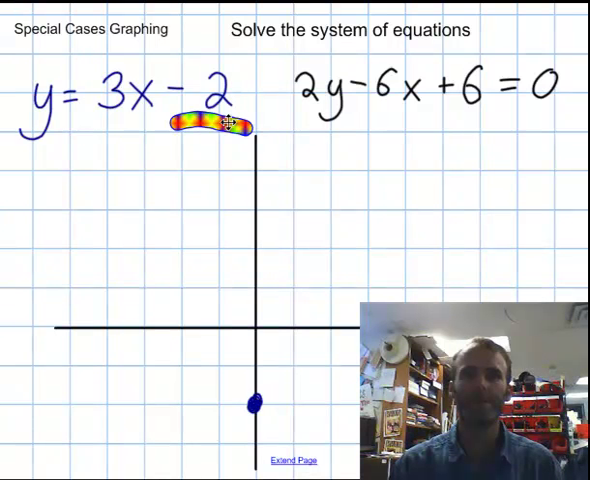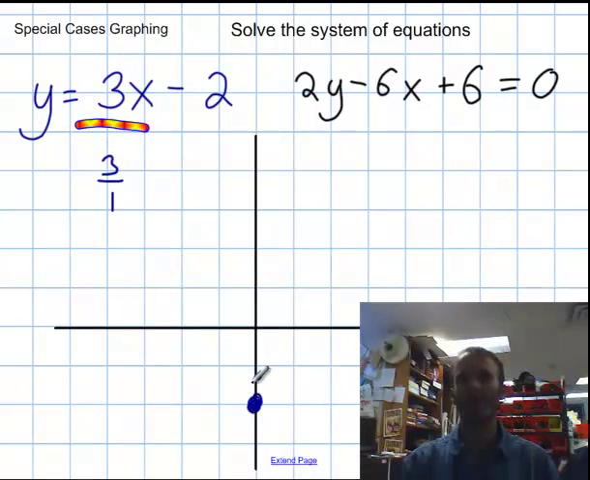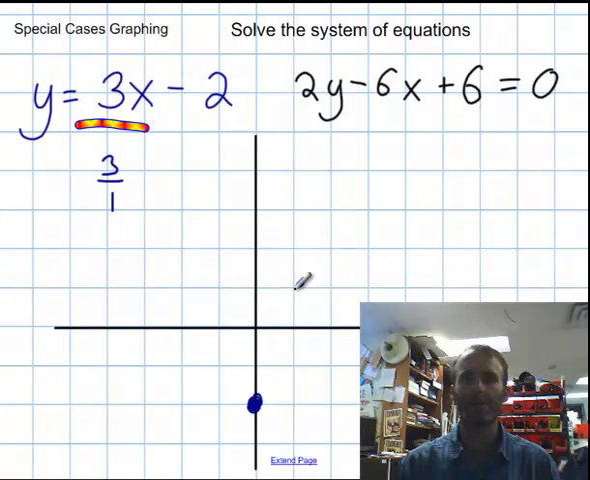And what is my slope? Well, my slope is this 3 right here. So it's the same thing as 3/1. So I'm going to rise a +3, and I'm going to run a +1. Let's look at that. If I rose a +3, run 1, that is my line. So I get this line that goes through those 2 points.